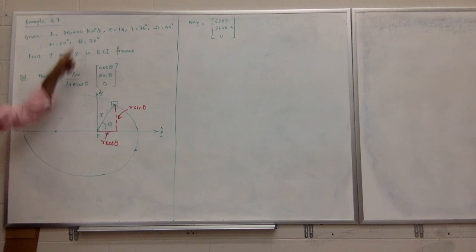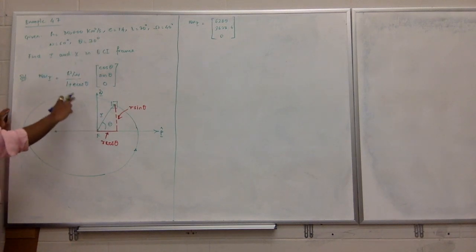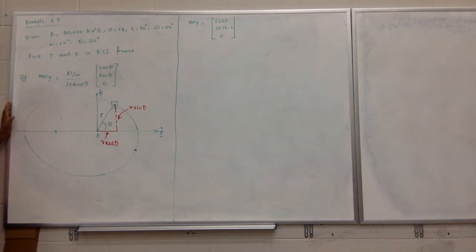Okay, this is the Earth orbiting satellite. Theta is given to you, 30 degrees. E is given to be 1.4. What kind of orbit is this? Is it elliptical? This is hyperbolic. It's a hyperbolic orbit.